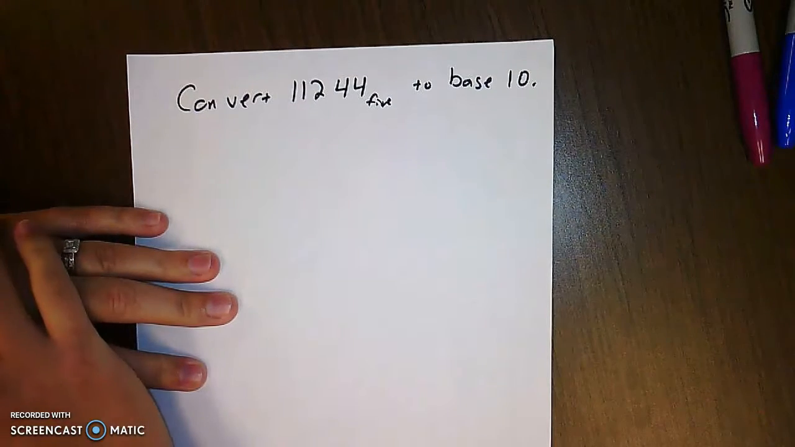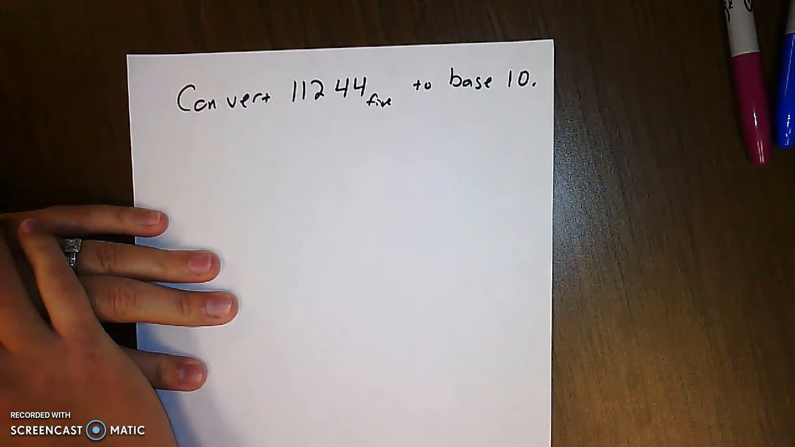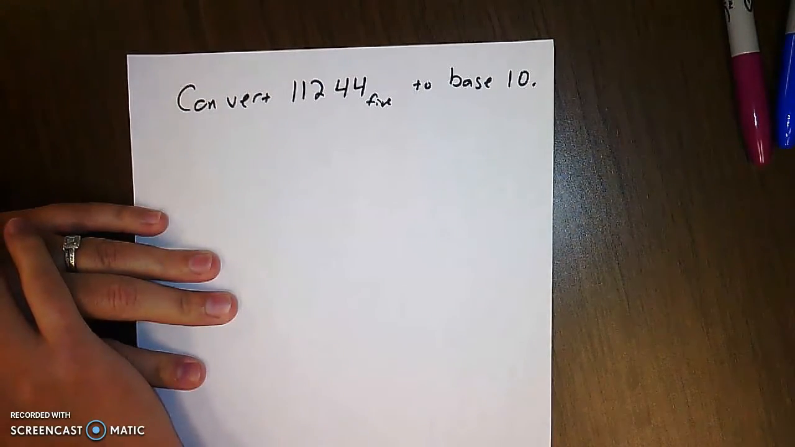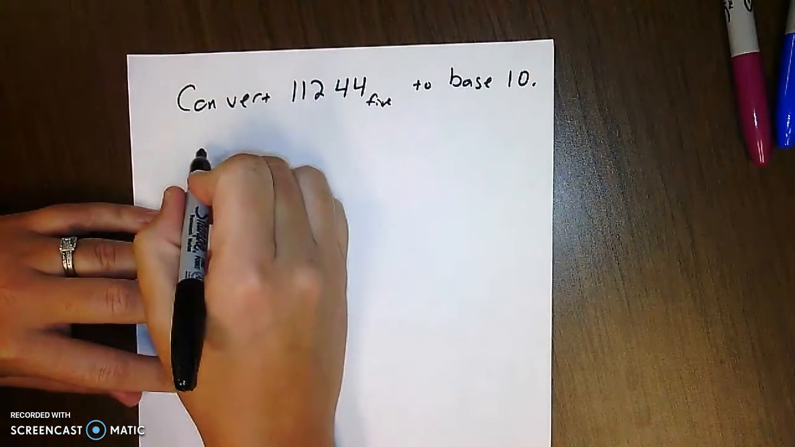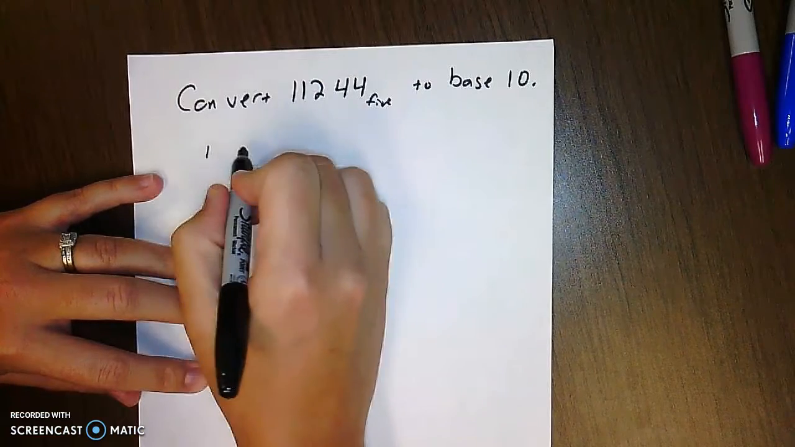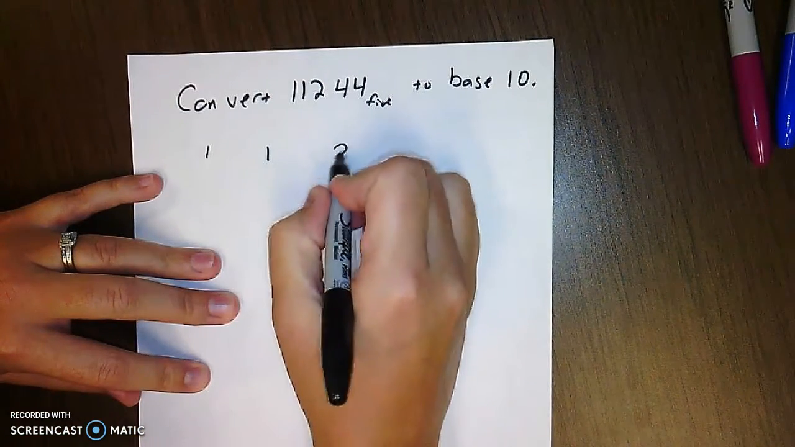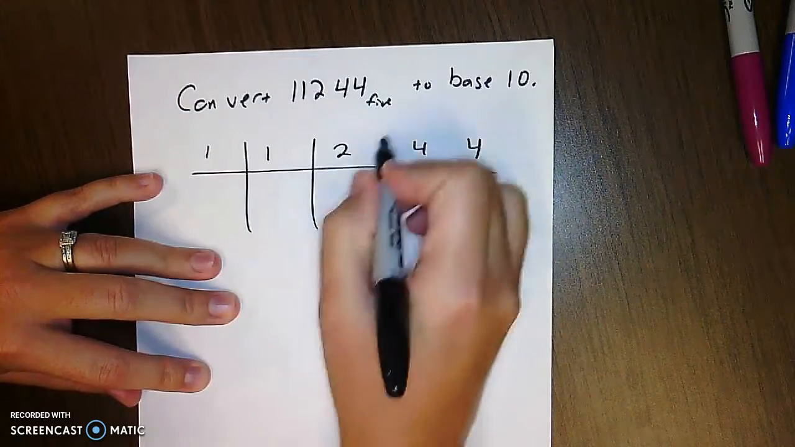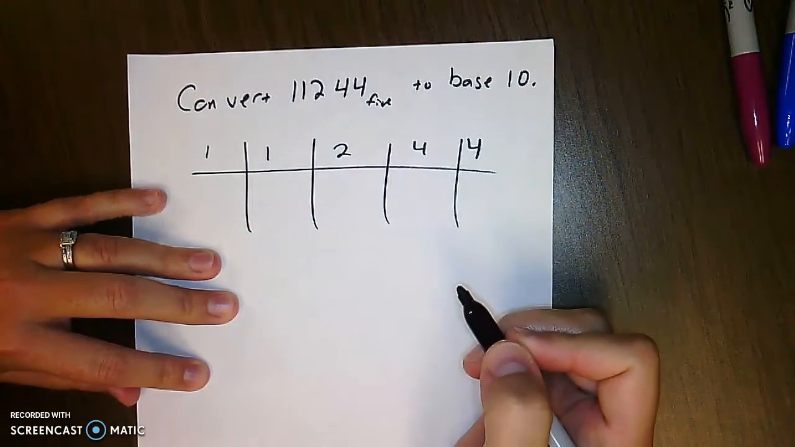Alright, so here we need to convert 11,244 base 5 into base 10 to see what it truly is. Okay, so let's start by separating out these numbers. We got 1, 1, 2, 4, 4. And I'm just going to set up a little bit of a table here.